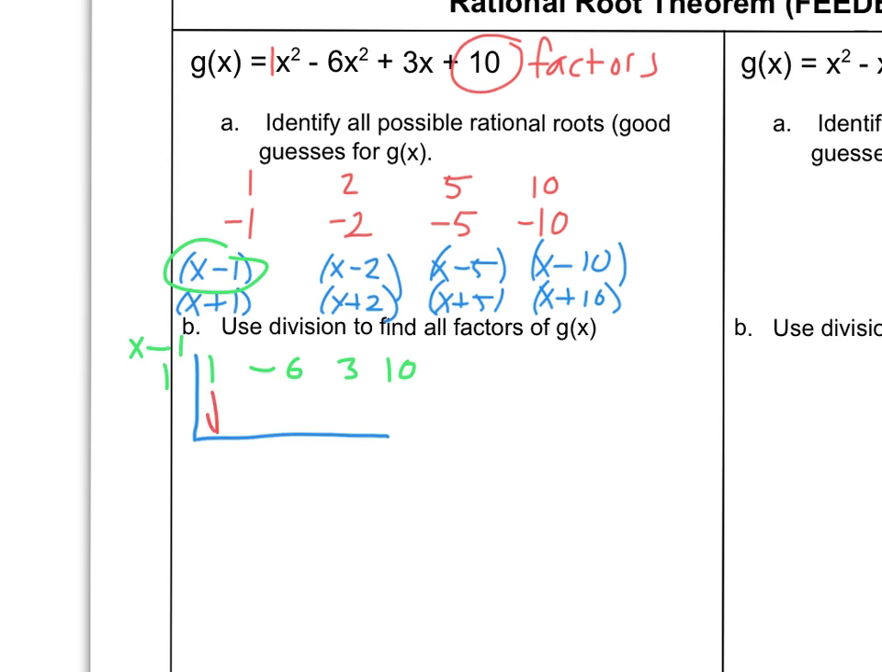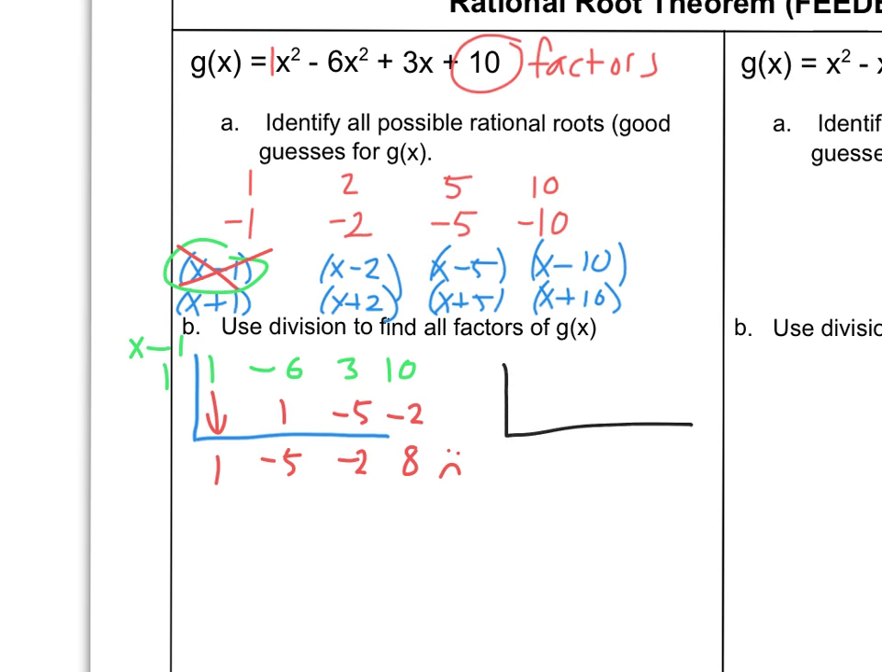I'm going to bring down my 1. And when I do that, we multiply to get 1, we add to get negative 5. We multiply to get negative 5, we add to get negative 2, we multiply to get negative 2, and we add to get 8. 1 does not work. I did not get 0 at the end. That means that is not possibly a factor for us.